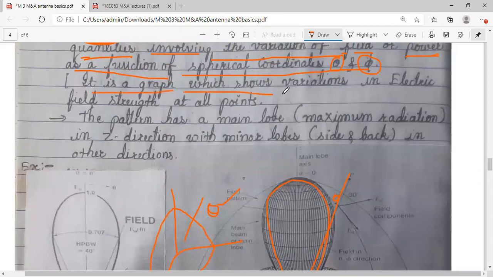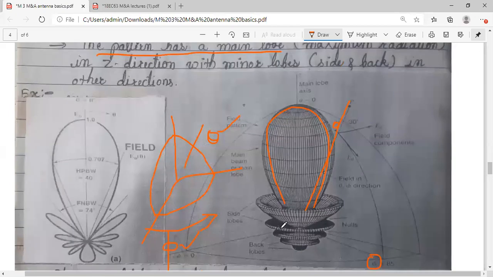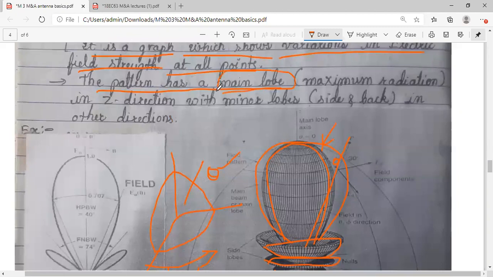So it is a graph which shows the variations of either electric field strength or the power at all the points. So this pattern has a main lobe. You can see here some disc-shaped structures I have drawn at the bottom, and this is your bigger balloon kind of structure. We call this bigger structure the major lobe or main lobe. These are the terms used. The bigger structure is giving you the direction where you will get maximum power. That is your main lobe.